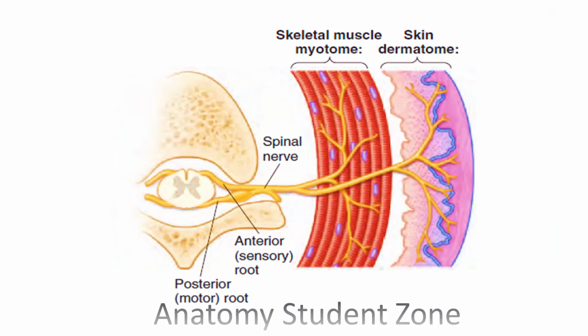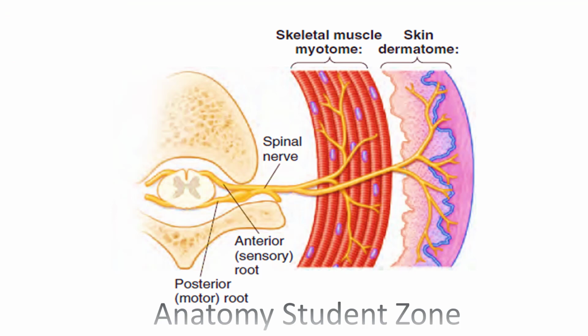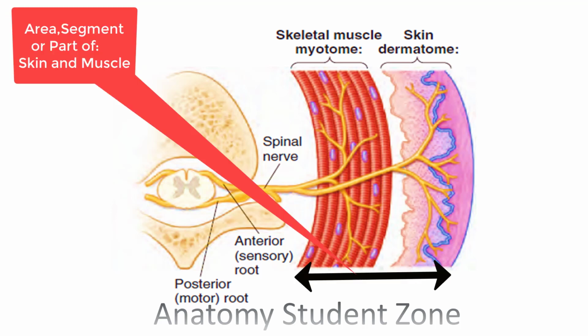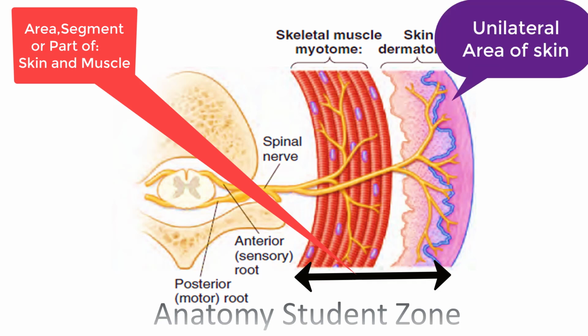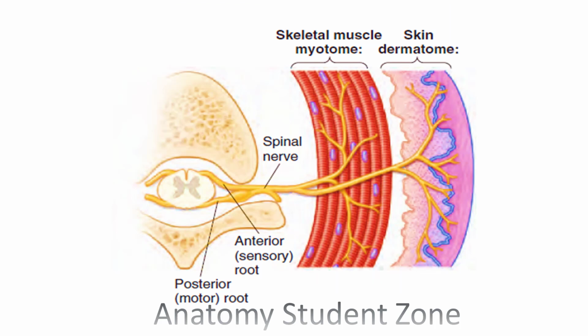Hence, the anterior rami is also mixed, posterior rami is also mixed, and the spinal nerve is also a mixed nerve. Point to remember is that the sensory component of spinal nerve that supplies the segment of the skin is dermatome, and the component of this nerve that supplies the muscle is myotome. In this image, the area, segment or the part of skin and the muscle is shown. The unilateral area of skin is dermatome, and the unilateral portion of the skeletal muscle that we can see is myotome. So both are receiving the innervation from a single spinal nerve.